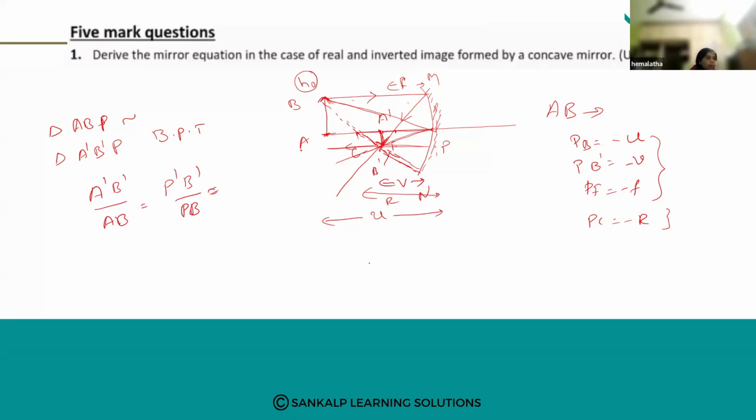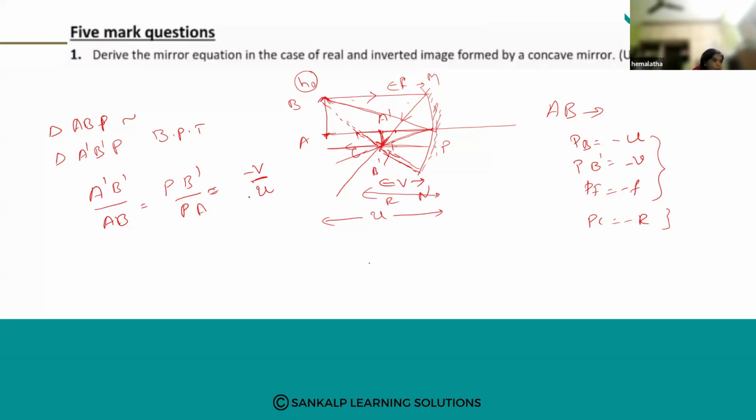A dash B dash means what? So this is nothing but minus, P dash B dash is nothing but V. Correct? So it is PB dash and PB. Okay, that is how much it is. This distance is PA actually. If you take like this, you'll get minus V by U. This distance is the image distance and this distance is the object distance. Same thing, A dash B dash is nothing but V by U. So that is V by U.